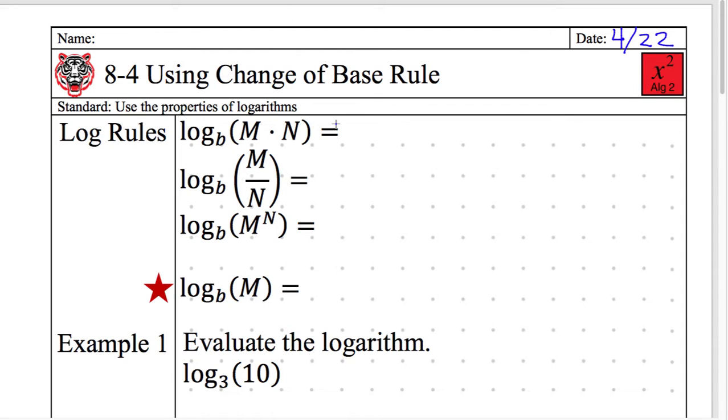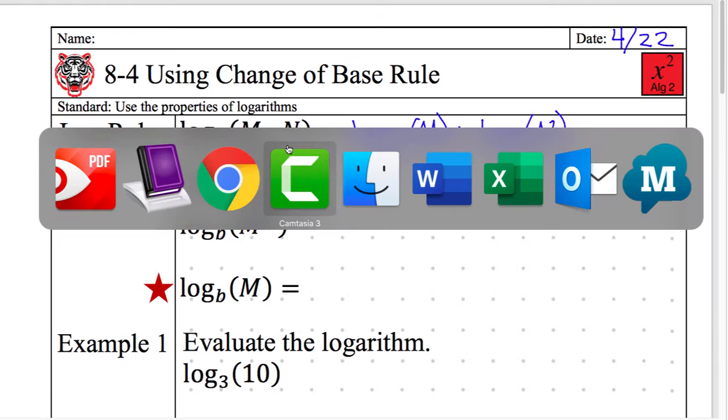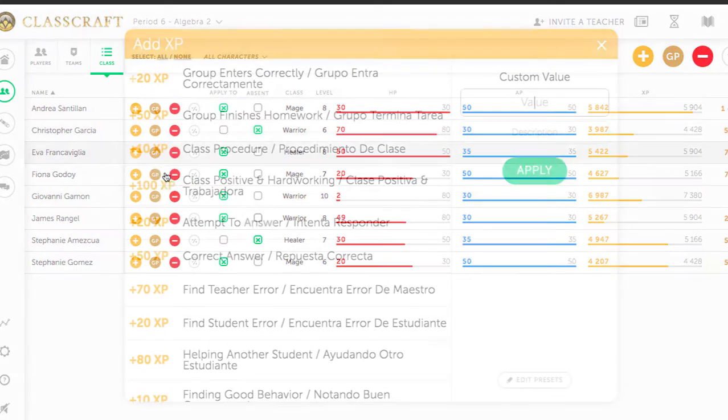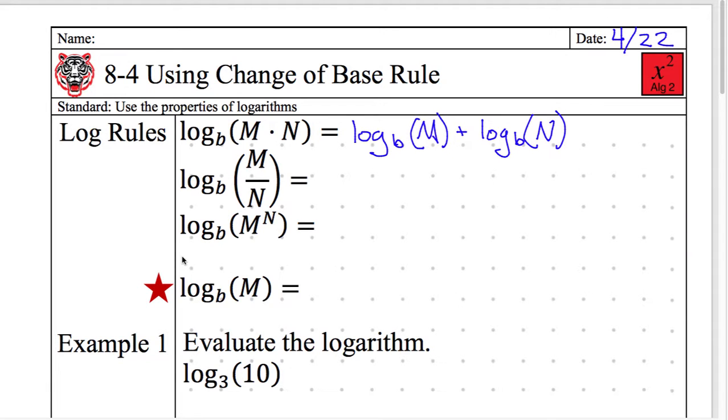Who can remember what log base b of m times n is? Oh, some good hands, Eva. It's log base b of m plus log base b of n. Everyone write it down. Log base b of m plus log base b of n. Thank you, Eva. Let me come back over here, give Eva her XP. I got her card. Thank you.